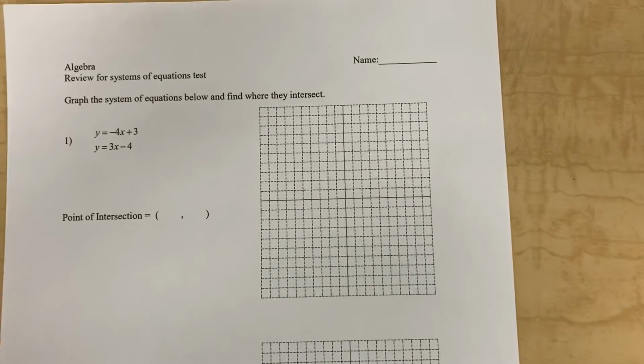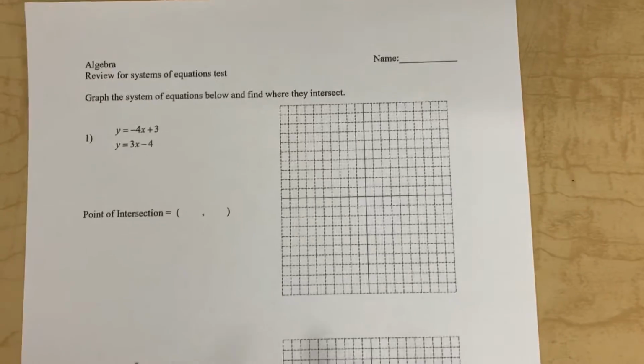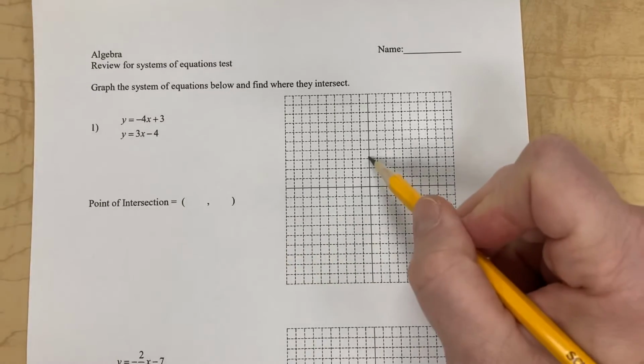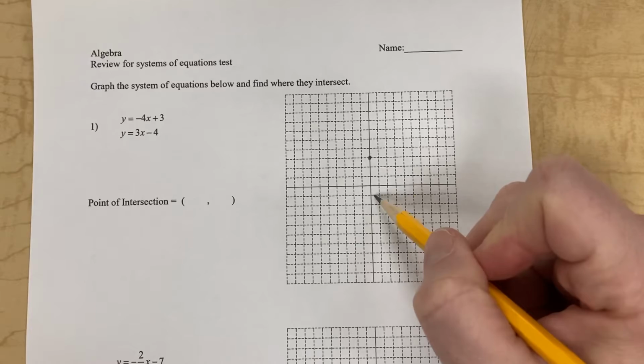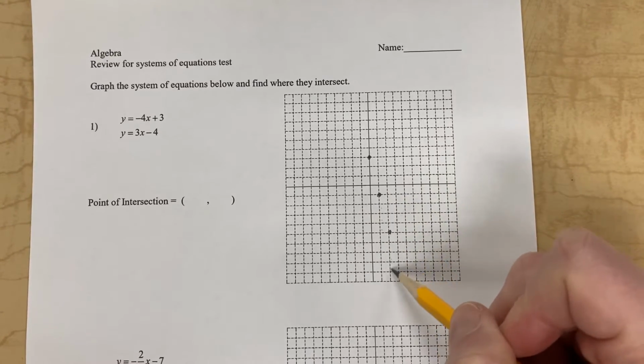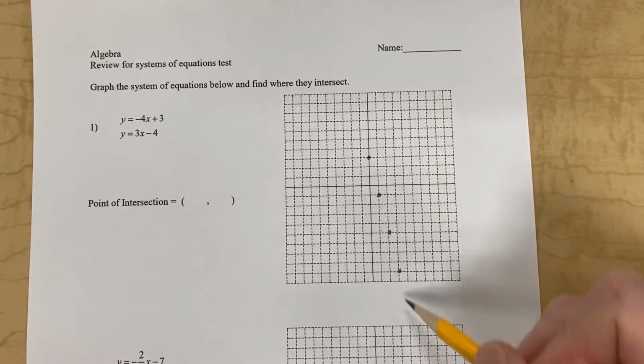All right, these are the answers to the review for the system equation test. For our first couple, we're just doing them by graphing. So we're going to start at positive 3, go down 4 over 1, down 4 over 1, down 4 over 1. Okay, so we have a line kind of going like that.